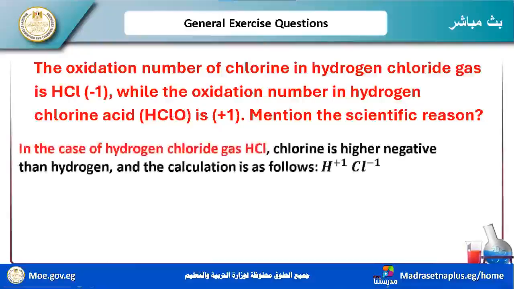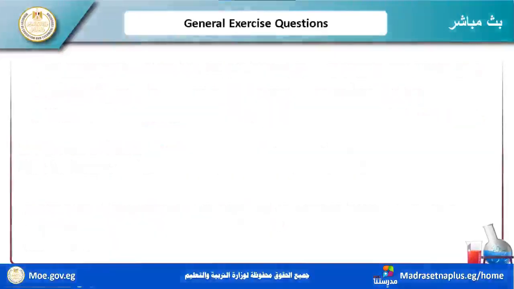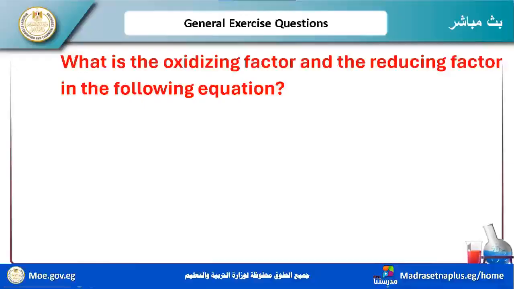Now in this case, chlorine is more electronegative than hydrogen, so the calculation is H +1 and chlorine will be -1. In the next example, if you calculate it, oxygen is -2, hydrogen is +1, so chlorine is +1. So this is the main reason for that.